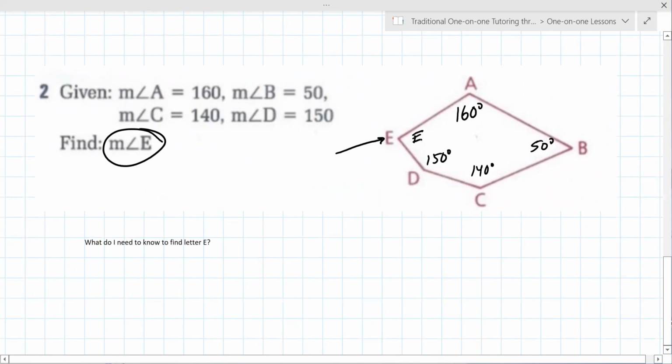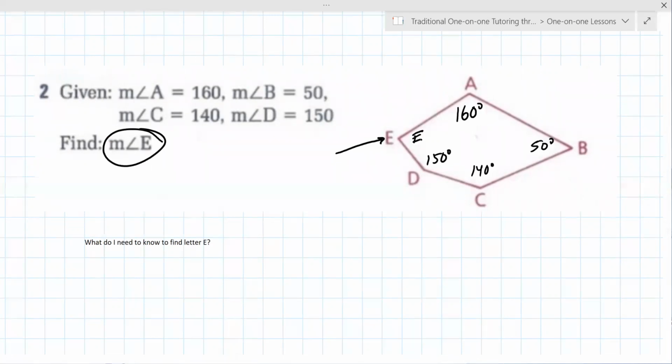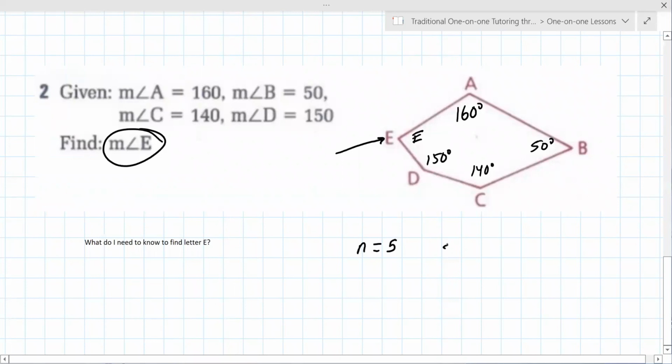All right, so this is a 5-sided shape. This is a pentagon, so we know that n equals 5 sides. And you need to find the sum of the interior angles. That's n minus 2 times 180.